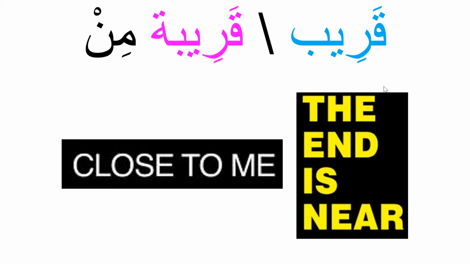Now, if something is feminine, like the building, البناية. البناية قريبة من هنا. With a feminine noun, you have to use a feminine adjective, so you have to use قريبة with a ta marbuta at the end of it. قريبة من هنا. Close to here, or literally, it's close from here. What if it's not close?